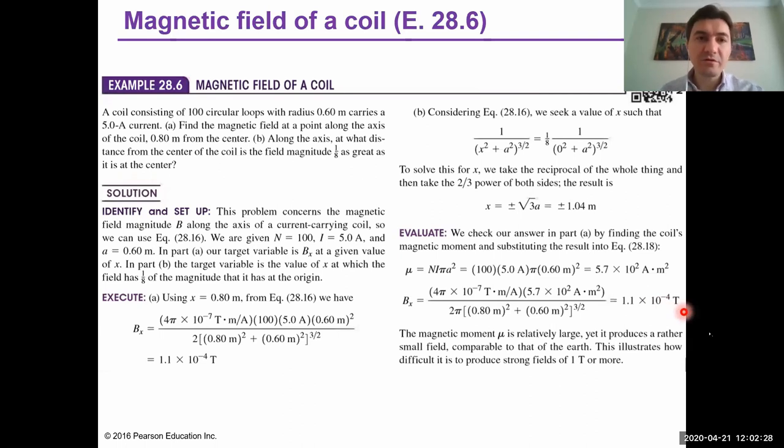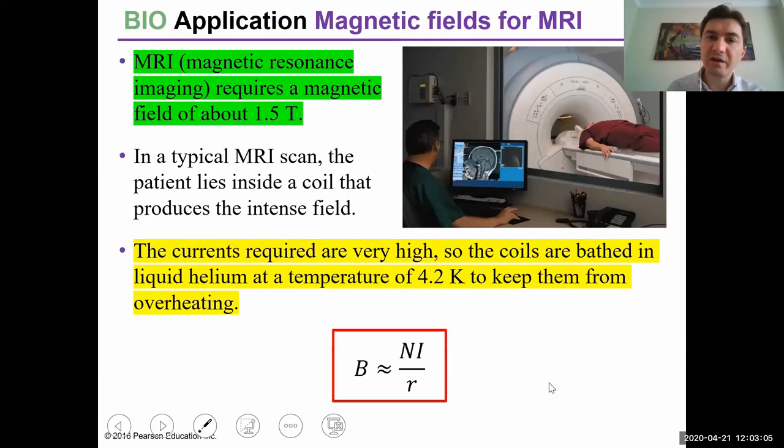So you drive 5 amp current and you have 100 loops, but the magnetic field is around the magnetic field of Earth. Okay, very small magnetic field. So then you can consider how difficult it is to produce such strong fields of 1 Tesla or several Tesla. Here we have 10 to minus 4 Tesla. Even if you apply 5 amp current and if you use 100 circular loops, then in order to get 1 Tesla, you need more. Okay, it is difficult.